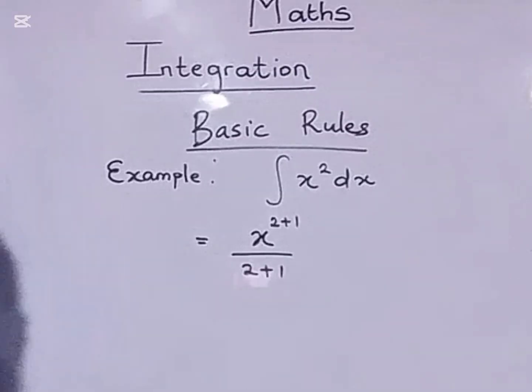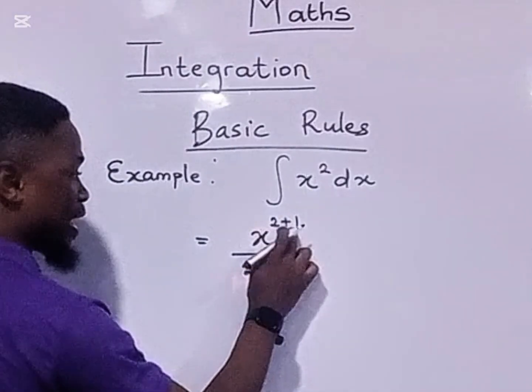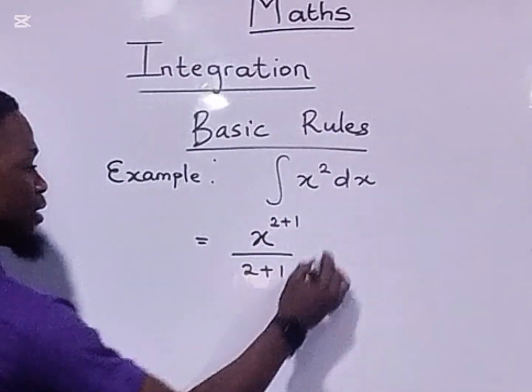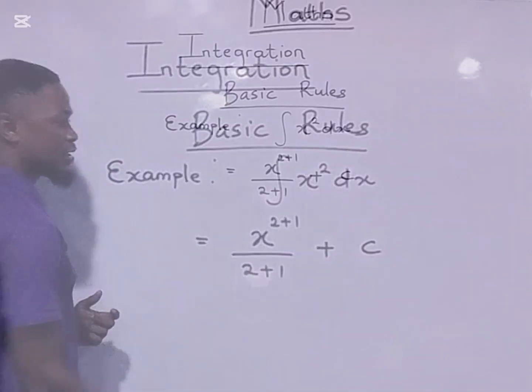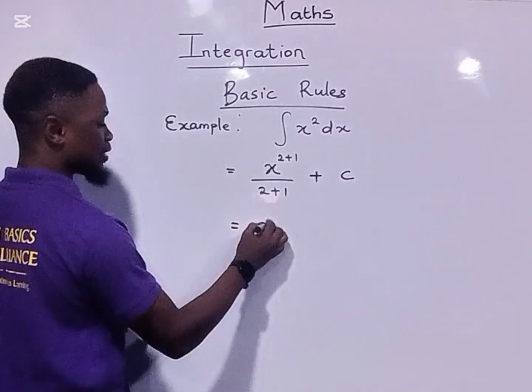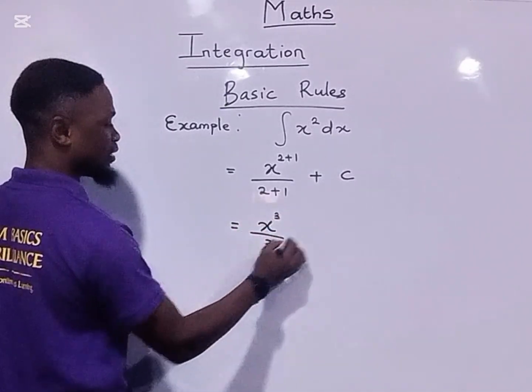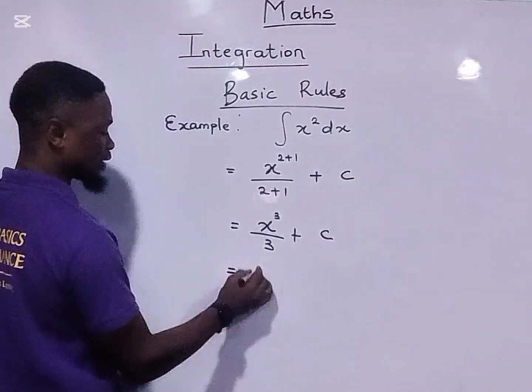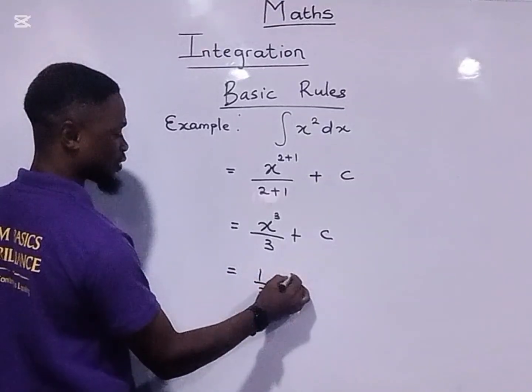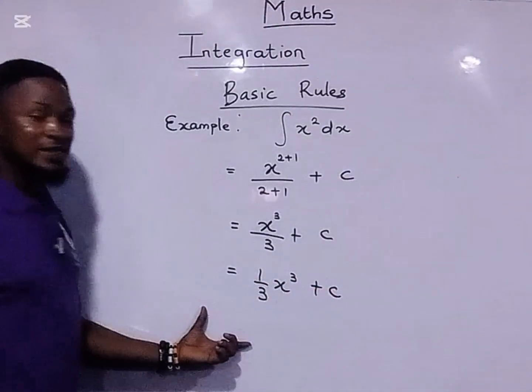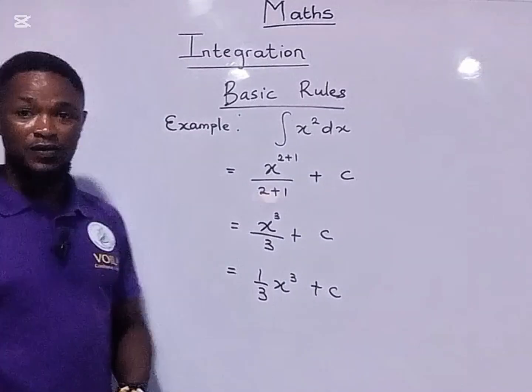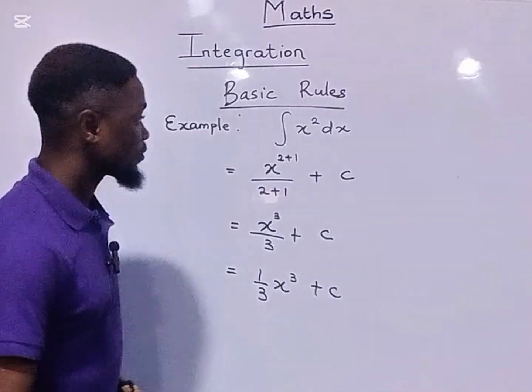Are you seeing that thing? Whatever the power is, you do it here and you do it over that same thing, plus your constant. Okay, so this is your answer: x raised to the power of 3 over 3 plus c. Of course, you can write it as 1 over 3 x raised to the power of 3 plus c. So it's as easy as this. This is the basic rule of integration.